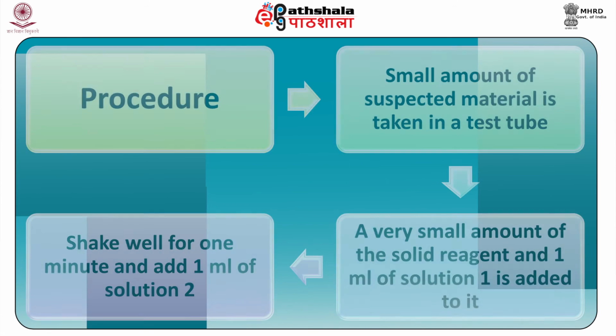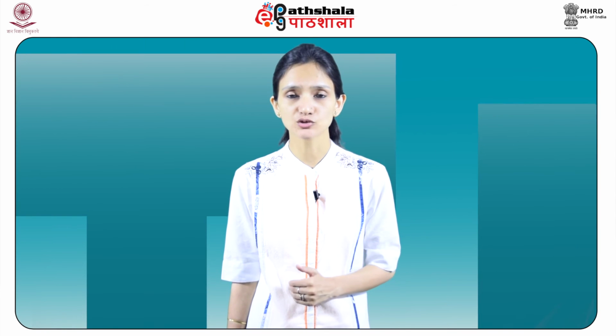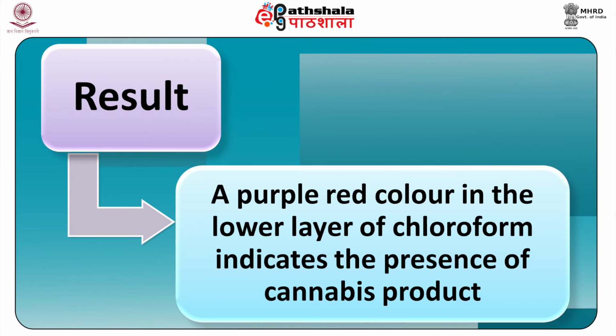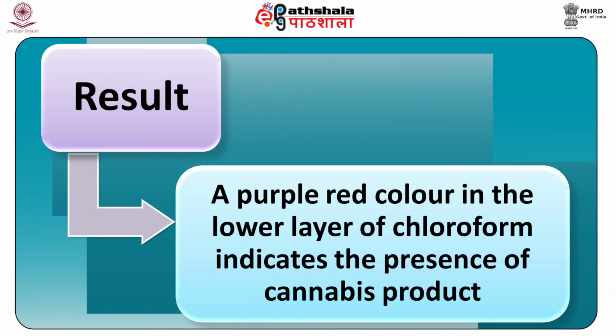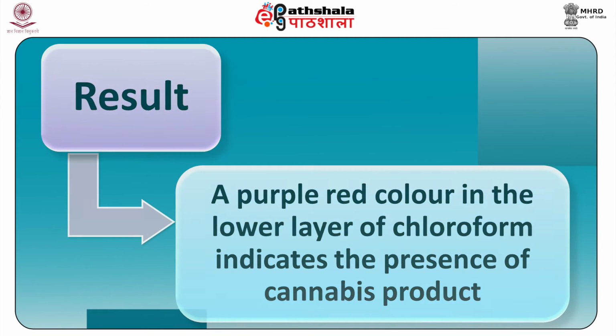Procedure. A small amount of suspected material is taken in a test tube. A very small amount of the solid reagent and 1 ml of solution 1 is added to it. Shake well for 1 minute and add 1 ml of solution 2. Shake the test tube for 2 minutes and allow it to stand for 2 minutes. A purple-red color in the lower layer of chloroform indicates the positive result of the presence of cannabis product.